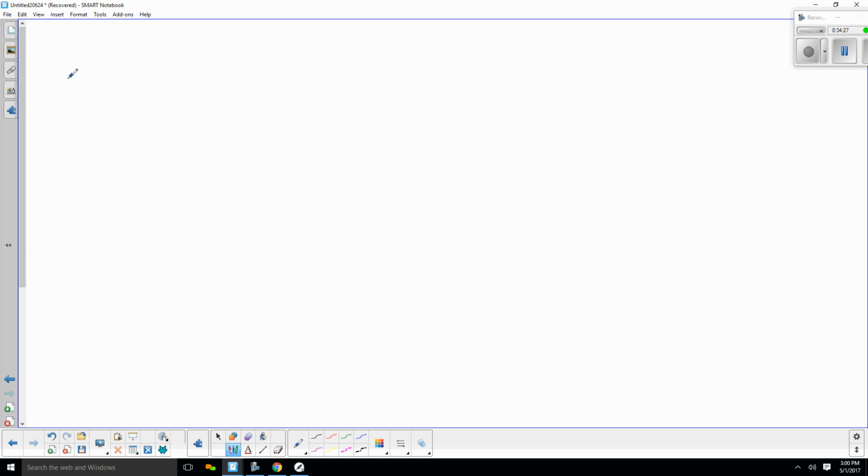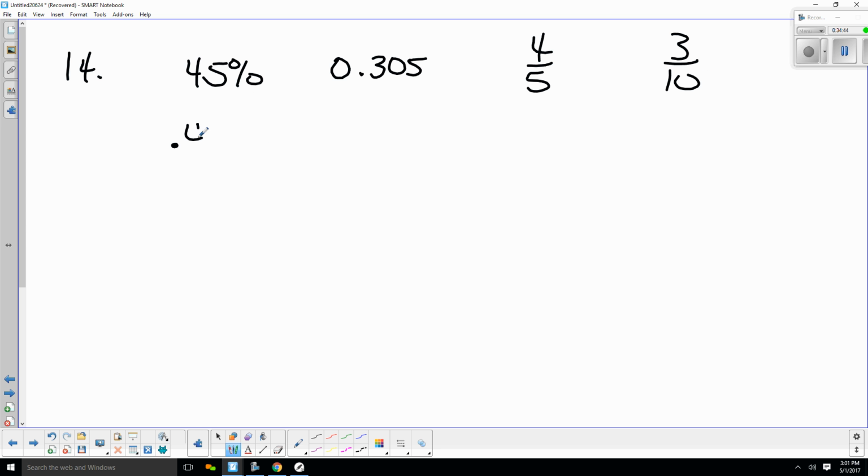Okay, 14. Put the following numbers in order from least to greatest. 45%, 0.305, 4/5, and 3/10. I would put these all as decimals. Least to greatest, the smallest. Tenths position is my 3s. When I go to the hundredths, they both have a 0. When I go to my thousandths, this one is my smallest, so that's 3/10.